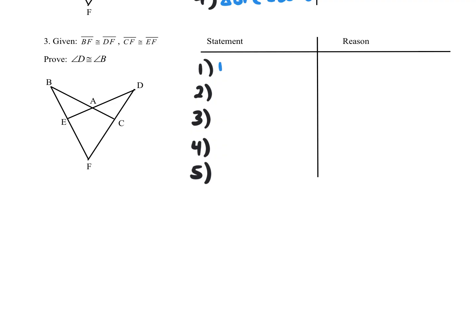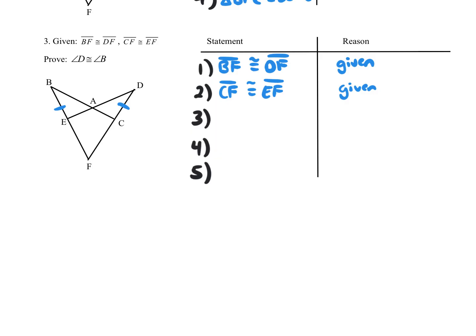Given statements. So we know BF is congruent to DF. Again, remember how you mark them. Just remember what they mean. So those are for the whole sides there. What's the reasoning? Given, good. And then we know CF is congruent to EF. What's the reasoning there? Given.